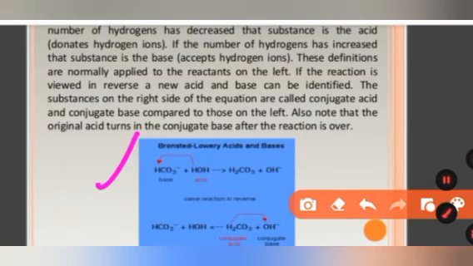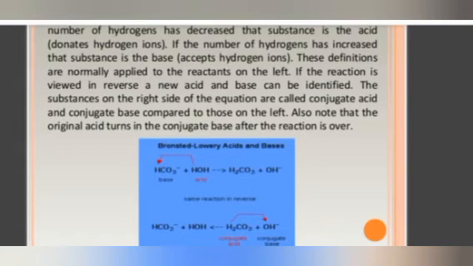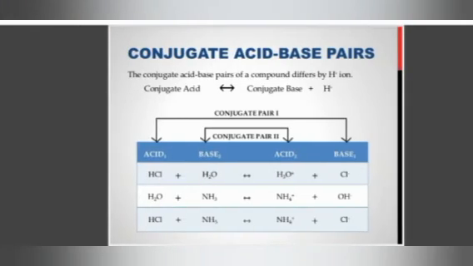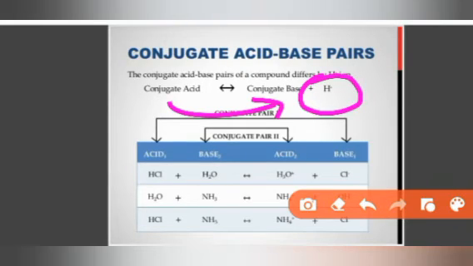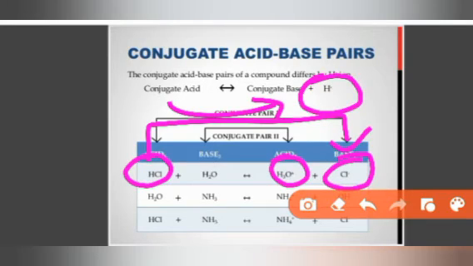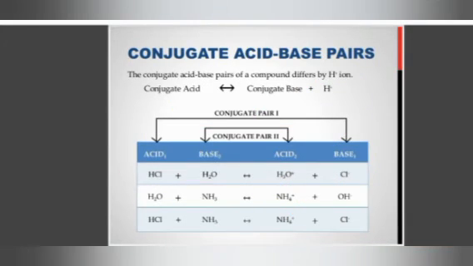Suppose HCO3 negative plus H2O gives H2CO3. It means it is the same reaction in reverse also. These are conjugate acid-base pairs. Conjugate acid-base pairs need to be understood very simply. The conjugate acid-base pair are compounds differing by H positive ion. Conjugate acid is equal to conjugate base plus H positive ion. Similarly, conjugate base is conjugate acid minus H positive ion. So here if you take HCl, its conjugate base is Cl negative, and the acid is H3O positive. For H2O plus NH3, NH4 positive is the acid and OH negative is the base. So these are the conjugate pairs of conjugate pair 1.